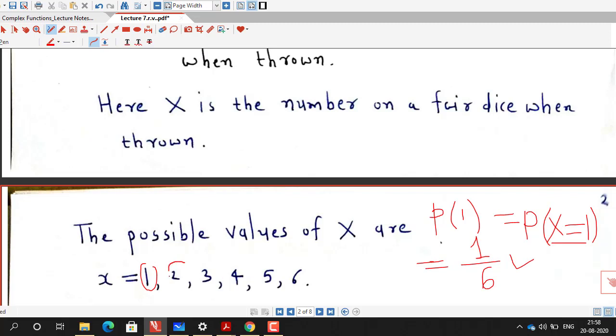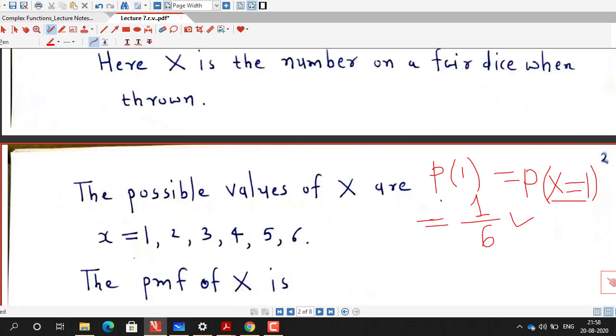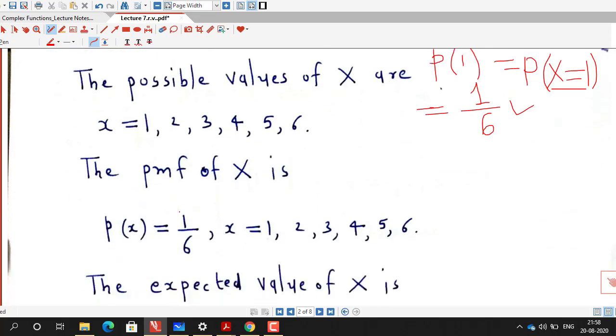Similarly, if we consider capital X equal to 2, then also there is only one possibility that 2 will occur and the total number of possibilities is 6. So the value of p of 2 is also 1 by 6. Similarly, the value of the probability mass function is 1 by 6 at each possible value of this random variable. So we can generally write the probability mass function as p of x equal to 1 by 6, where x is any value from 1 to 6.